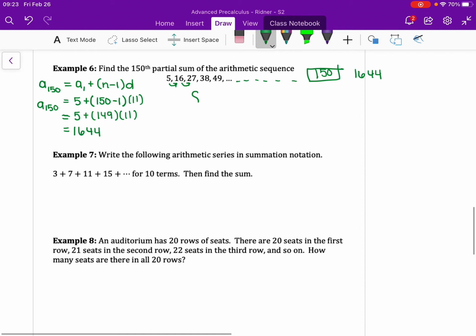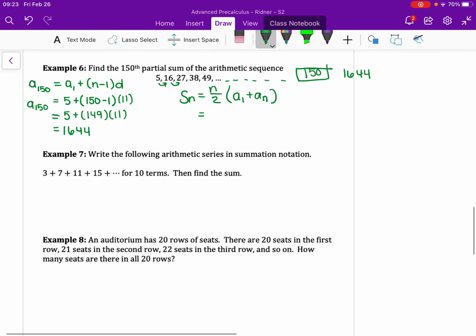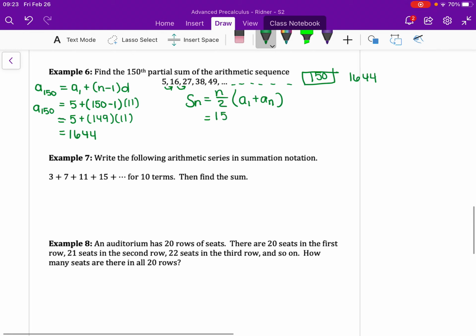So now I use the second formula that we talked about for sums. 150 divided by 2, the first number was 5 and the last number was 1,644. To save time on this video, I'm going to do that math for you. That's 123,675.